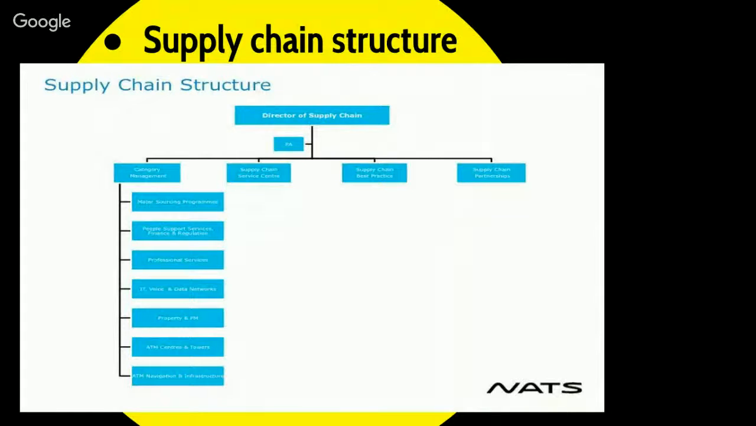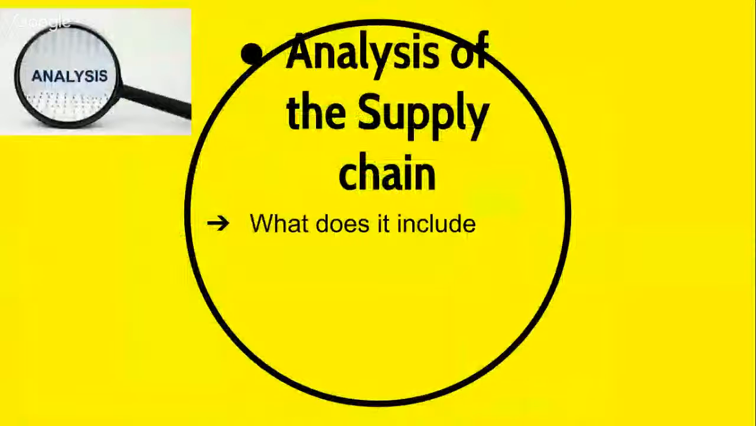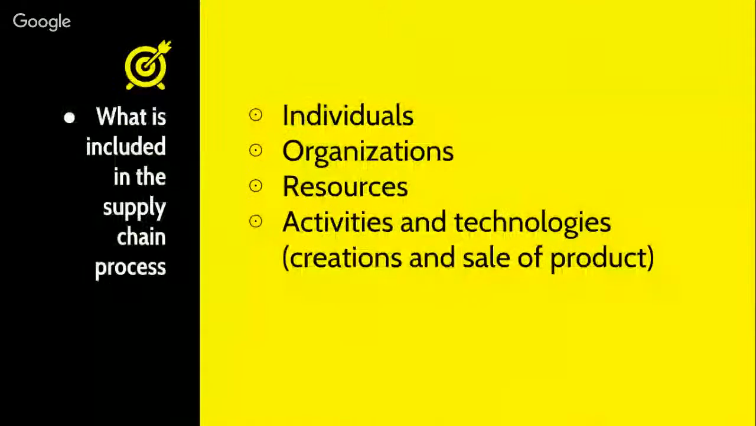In order for the supply chain process to start and at least be effective, we need various things. The supply chain process includes individuals, people who will be in charge of the whole process, organizations, which will be the ones for whom the whole process was generated in the first place, resources, which would be all the necessary utilities and supplies needed for the process, and in the end, activities and technologies that would contribute in the creation and the distribution of the product.